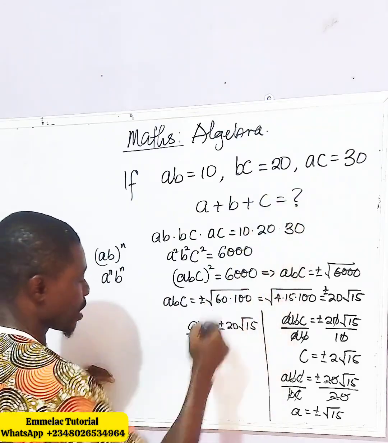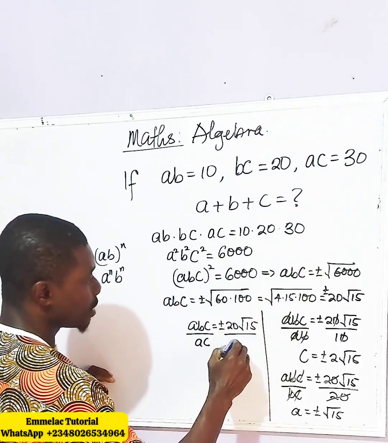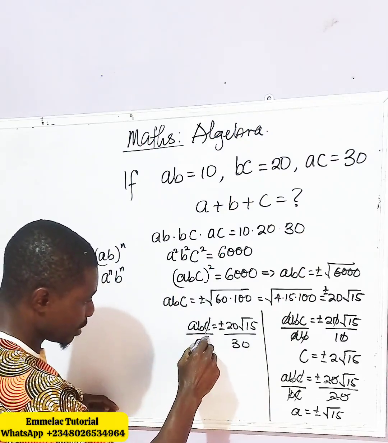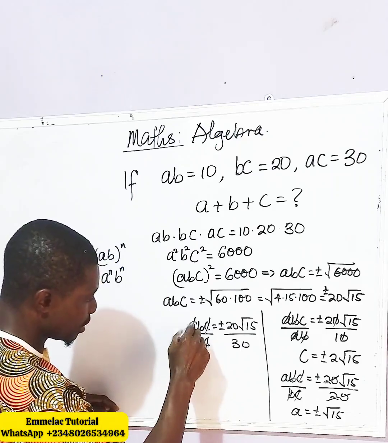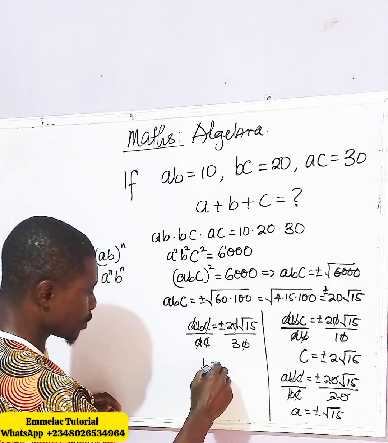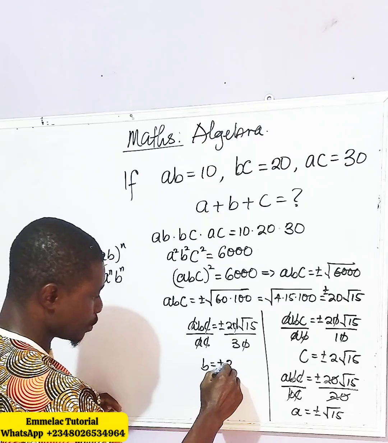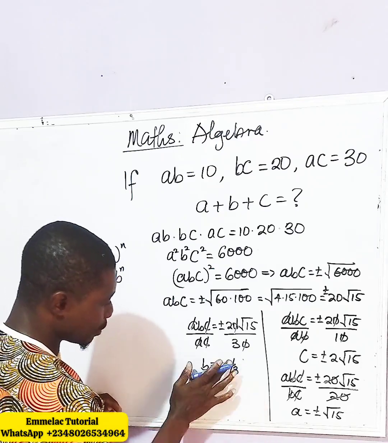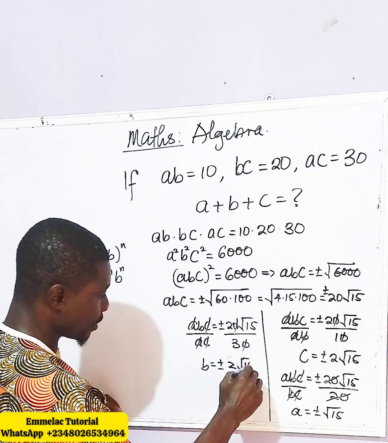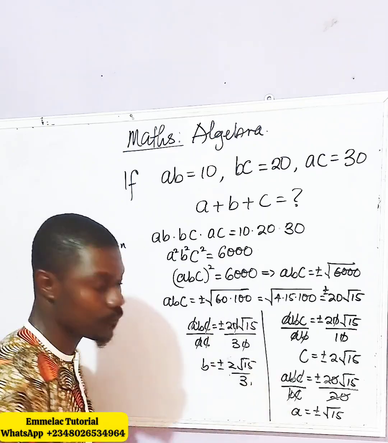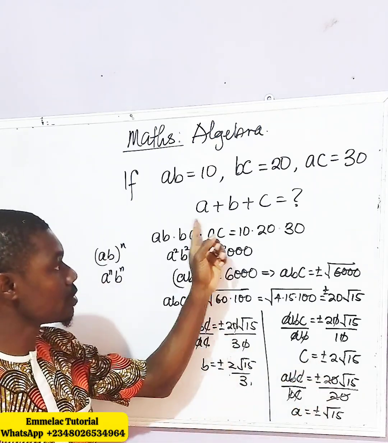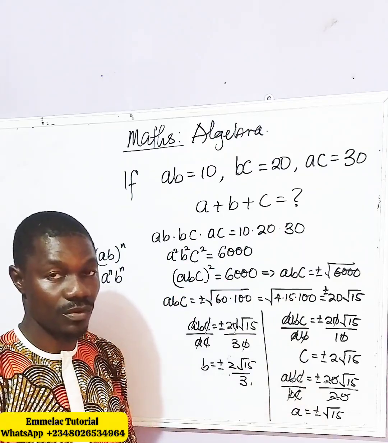So here we have ABC equals plus or minus 20 root 15, now divided by the last one, AC, which is 30. So this will eliminate this, A will eliminate A, so we're left with B equals plus or minus 2 root 15 all over 3.